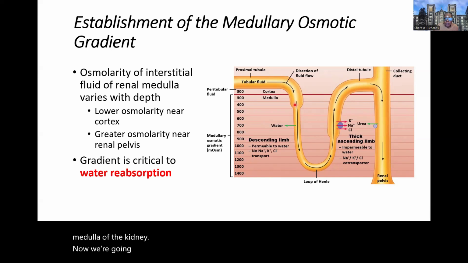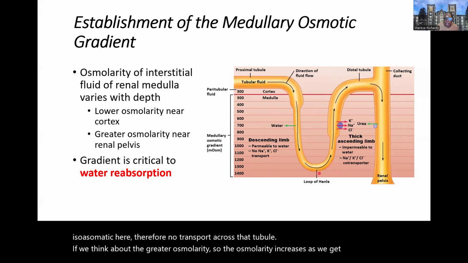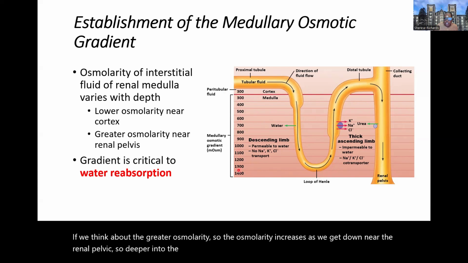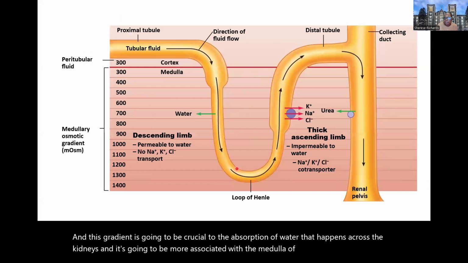Now we're going to find a lower osmolarity near the cortex, about 300 milliosmoles, which is similar to what we have in our tubular fluid. So it's going to be isoosmotic here, therefore no transport across that tubule. The osmolarity increases as we get down near the renal pelvis, so deeper into the medulla we see a larger osmolarity. That creates a gradient. And this gradient is going to be crucial to the reabsorption of water that happens across the kidneys and is going to be more associated with the medulla of the kidney.